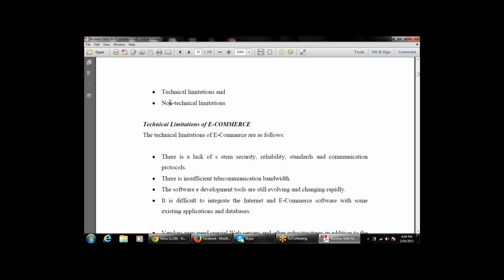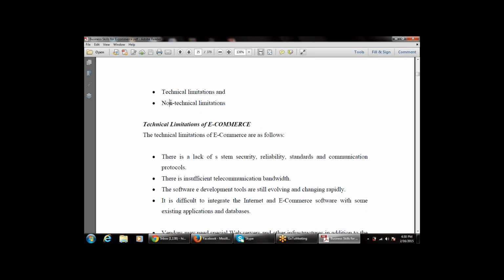First, there is a lack of system security, reliability, standards and communication protocols. There is a lack of system security, a lack of system reliability, and a lack of system standards and communication protocols. Next, there is insufficient telecommunication bandwidth, that is, low bandwidth. Then, software development tools are still evolving and changing rapidly. That is, they change according to the time. When there is an update in programming, it changes with time, so the previous version or previous software may fail. So it is one of the technical limitations of e-commerce.